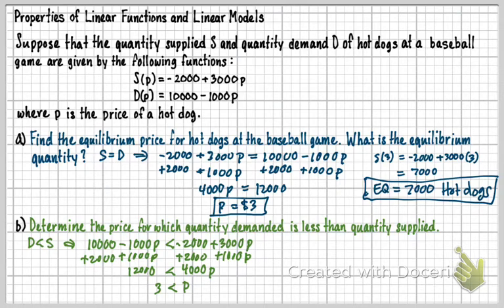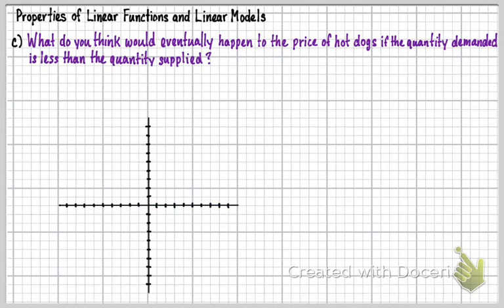Okay, so now I'm going to move on to part C here. Part C says, what do you think would eventually happen to the price of hot dogs if the quantity demanded is less than the quantity supplied? So again, my supply would be larger than the quantity demanded. So what would happen there is eventually the prices would have to decrease.